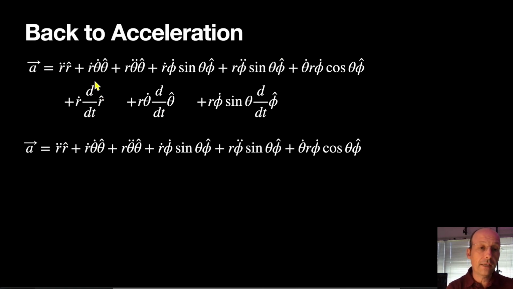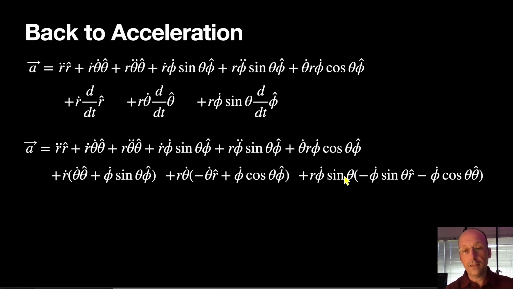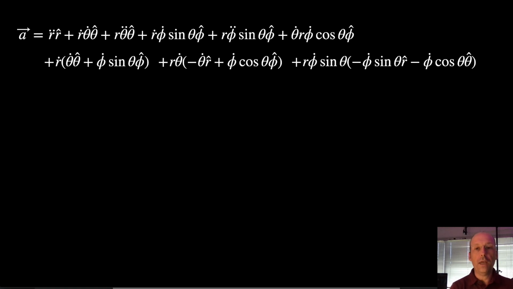So this one right here is going to be r dot times the derivative of r hat with respect to time. That's that derivative right there. And then I'm going to take this one right here, r theta dot times the derivative of theta hat with respect to time. So r dot theta dot, and then that's my derivative of theta hat with respect to time. And then I have r phi dot sine theta times the derivative of phi hat with respect to time. So r phi dot sine theta, and there's my derivative of phi hat with respect to time. I mean, that's the answer, but it needs to be in a much better format. So here we have, this is what we have.